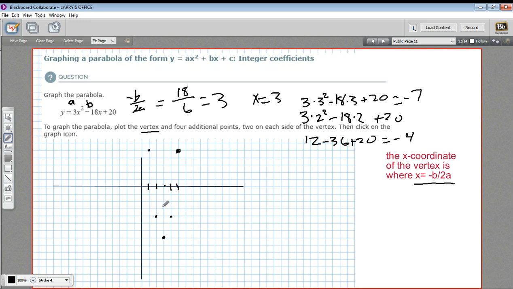But once you get that many plotted, you can just click the button in Alex and it'll draw in the parabola for you. It'll look something like this, although a little bit neater than what I'm drawing. So that is how to graph a parabola.